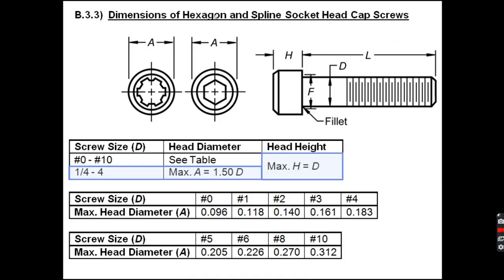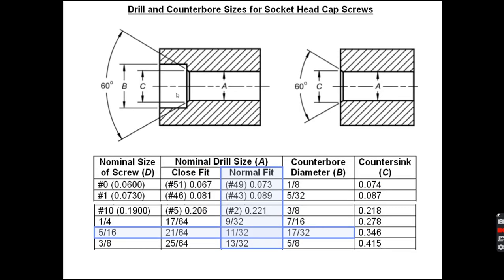Okay, here's a dimension chart of a hex and spline socket head cap screw. So here's the screw size, here's the head diameter. Again, you can see from 1/4 to 4 inches, the head size is 1.5 times the diameter. The head height, the max, is the height of the diameter. And here are, for 0 through 10, the different head diameter sizes. Okay, here are standard counterbores and countersinks.